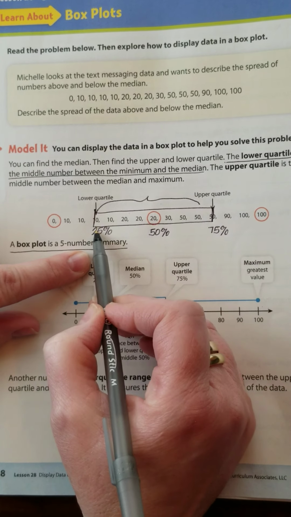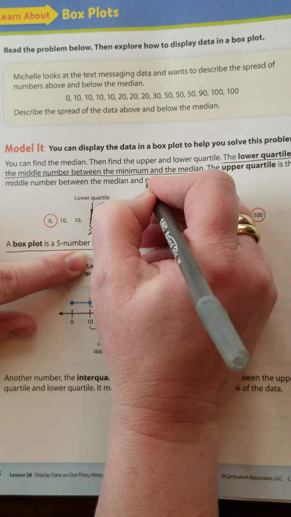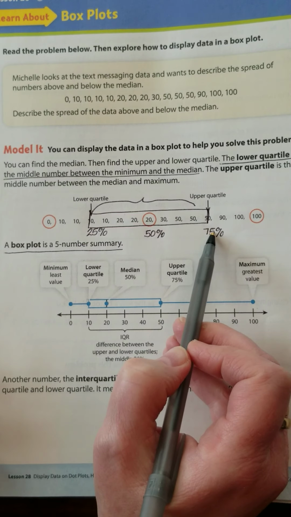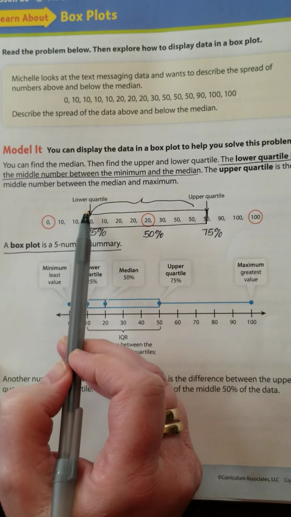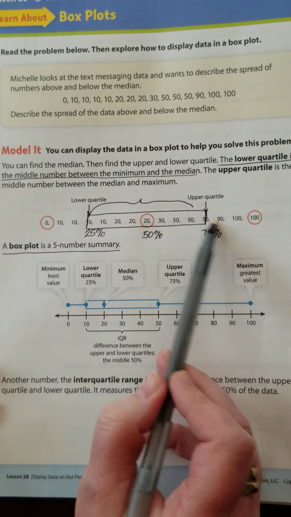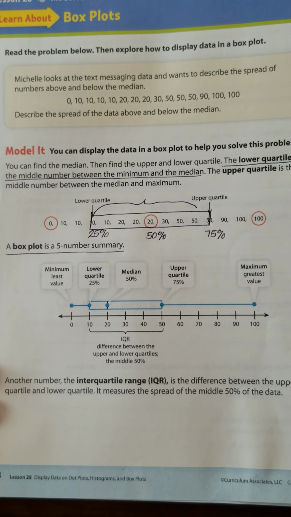If you take 75 and you minus 25, you're going to get 50. So between the upper quartile and the lower quartile is 50% of your data information.